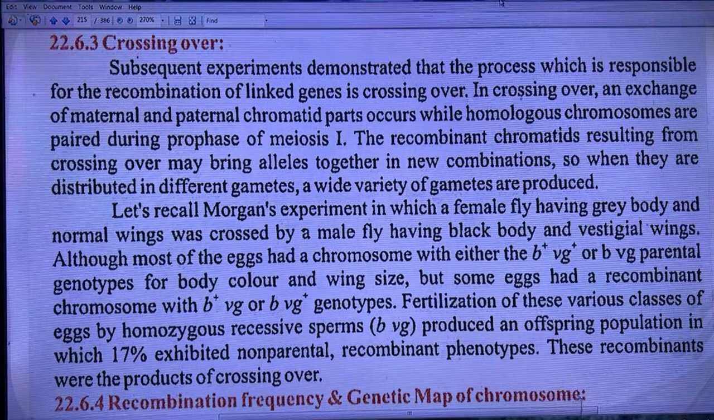Subsequent experiments demonstrated that the process which is responsible for the recombination of linked genes is crossing over. In crossing over, an exchange of maternal and paternal chromatid parts occurs while homologous chromosomes are paired during prophase of meiosis I. The recombinant chromatids resulting from crossing over may bring alleles together in new combinations. So when they are distributed into different gametes, a wide variety of gametes are produced.